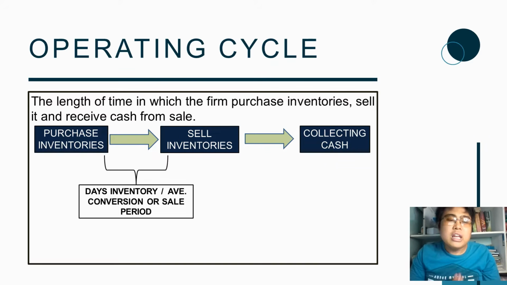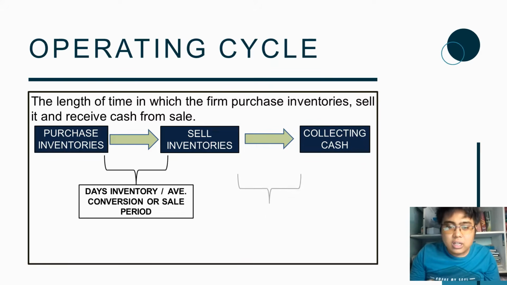For example, kapag ang inventory ibinenta mo on cash basis, from inventory magiging cash siya. Pag binenta mo naman siya on account or on credit basis, from inventory magiging accounts receivable siya. Kaya tinawag siyang average conversion period, kasi you are converting inventories into another asset.